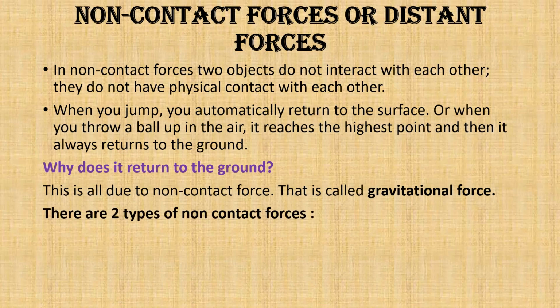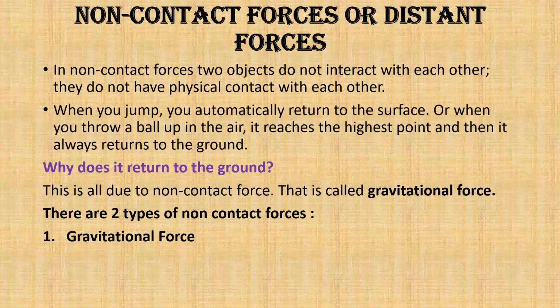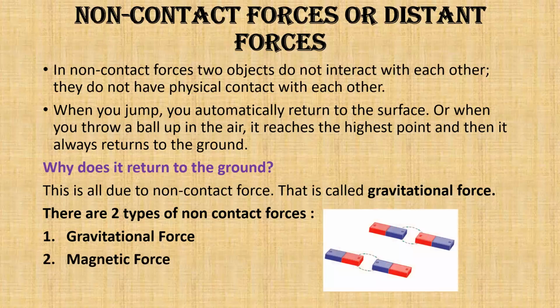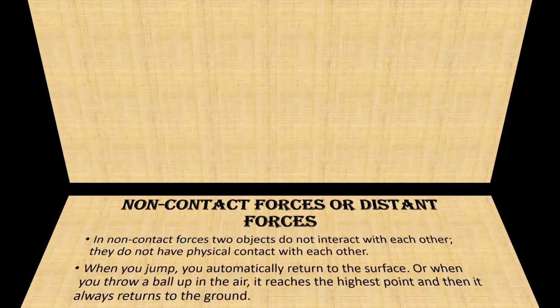There are types of non-contact forces. One is gravitational force, another one is magnetic force. Other than that, one more is there, that is electrostatic force. Now here, see, they are apart, moving towards each other. This is magnetic force, an example of a non-contact force.